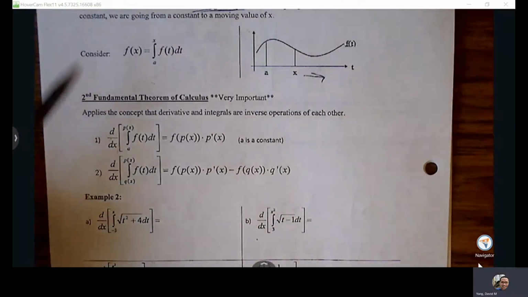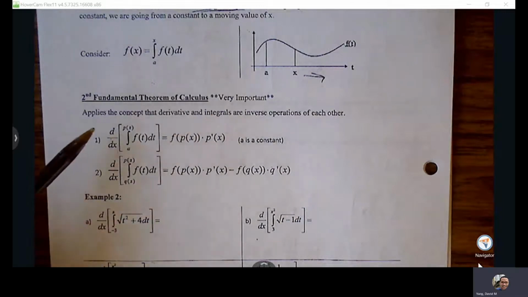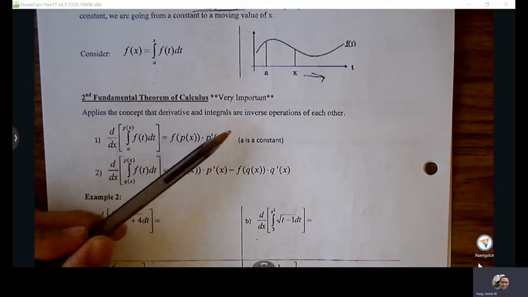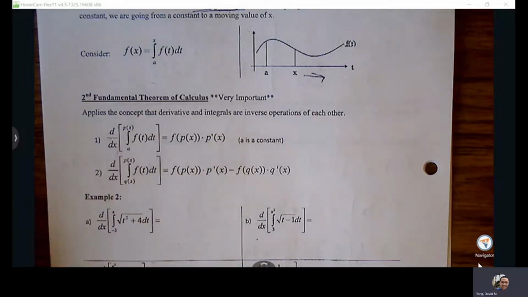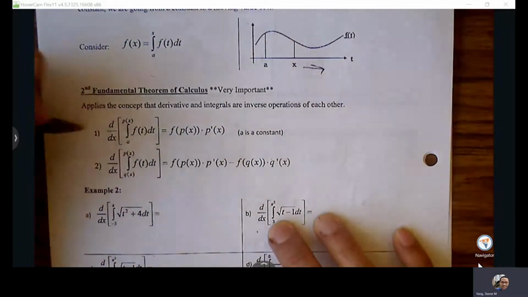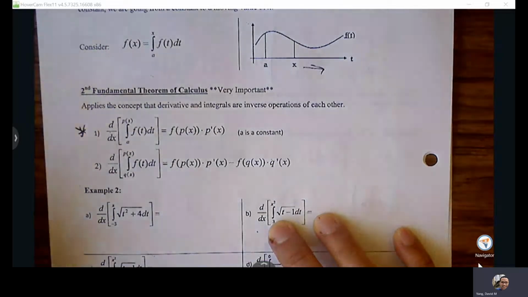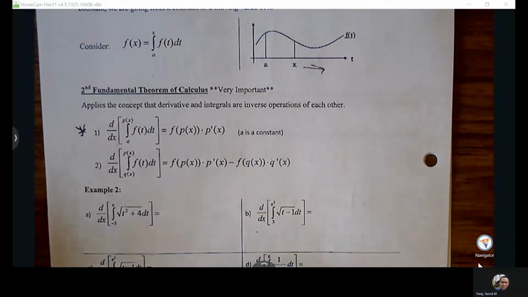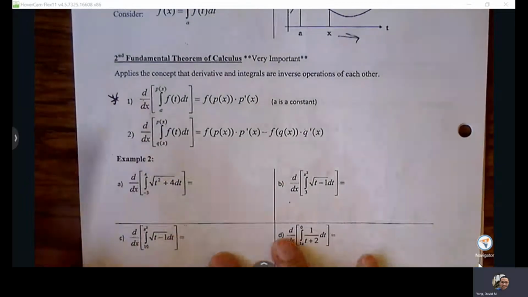Okay, so that's where the second theorem is going to help us out. This applies the concept that derivatives and integrals are basically inverse operations of each other. So we're going to focus on rule number 1. Rule number 2 is really just an adjusted version of it. But here's the big idea.